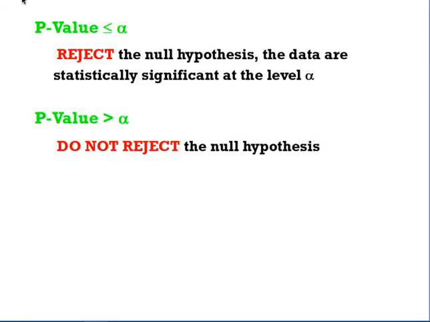We are going to make two conclusions. When your p-value is smaller than alpha, we'll reject the null hypothesis. The data are statistically significant at the level of alpha, so it kind of varies on what you're testing it against, and that's a known value within the problem. If your p-value is greater than alpha, then we're not going to reject the null hypothesis. We're not necessarily going to say we're correct. We're just going to say we're not going to reject the null hypothesis.